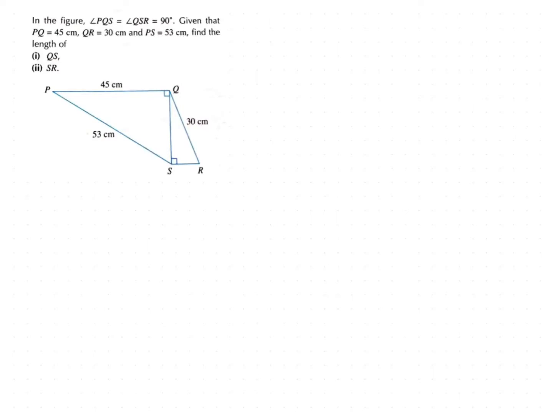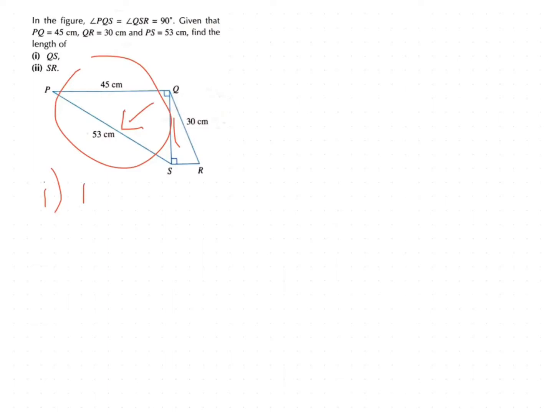So here is the second last question of this class. As we can see, there are two right angles in the figure, and we have to find the value of QS and SR. First of all, let's find the value of QS. QS is here. For finding QS, we will refer to the first right angle triangle. The hypotenuse will be 53 centimeter because it's the opposite of the right angle side.